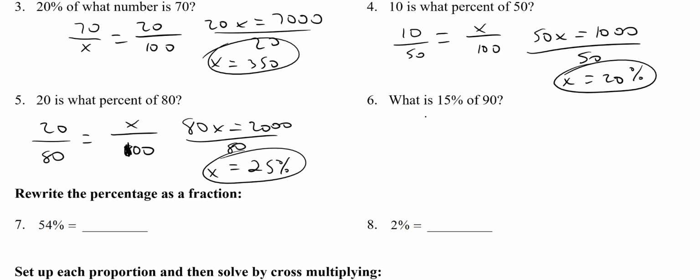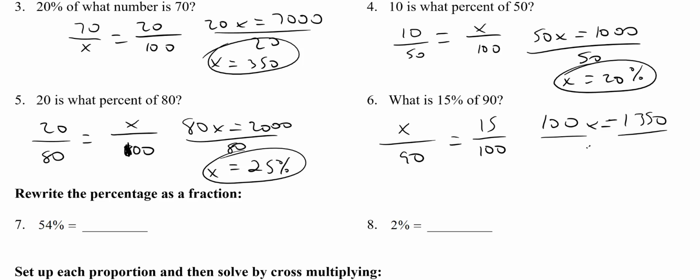Cool. And the last one, what is? So is my variable, so it's x, of, or sorry, 15%, so 15 over 100, and of 90, so that's 90 here. Okay, so we get 100x equals 1350. Use your calculator to get that, and divide by 100. So x comes out to be 13.5. Okay, not bad.